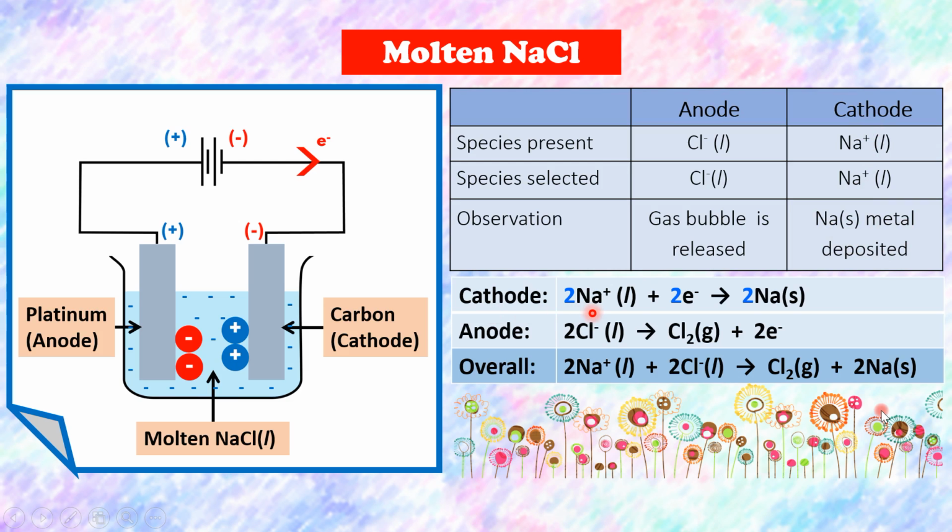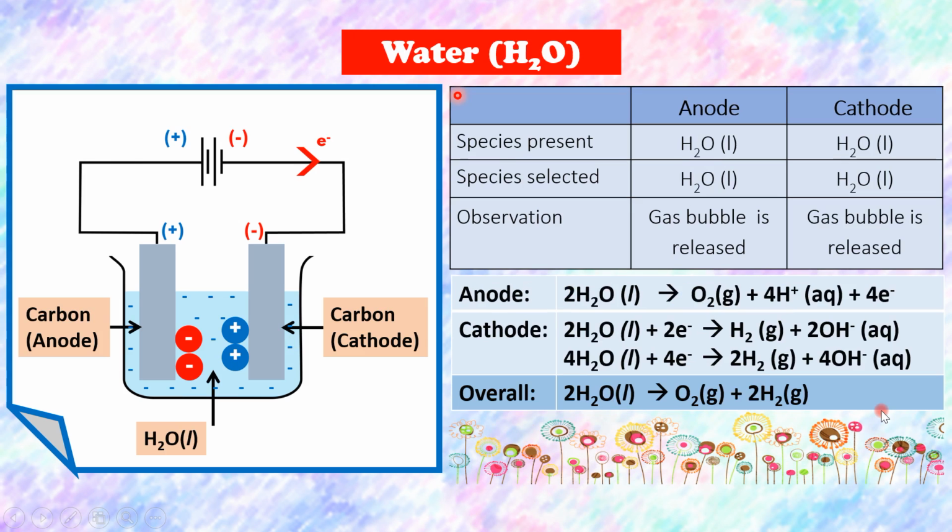These are the half equation reactions at the cathode and at the anode. Since there are 2 electrons released at the anode, therefore the whole half equation at the cathode we have to times by 2. Next, we can cancel out the number of electrons at both sides and therefore we will get this overall equation.